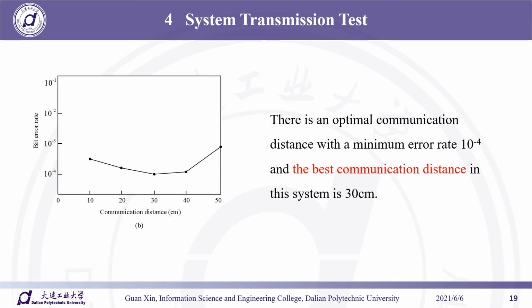It can be seen from Figure B that when the communication distance of this system is less than 30 centimeters, the bit error rate decreases with the increase of the communication distance. When the communication distance is greater than 30 centimeters, the bit error rate increases with the communication distance. After experimental analysis, the best communication distance of this system is 30 centimeters.